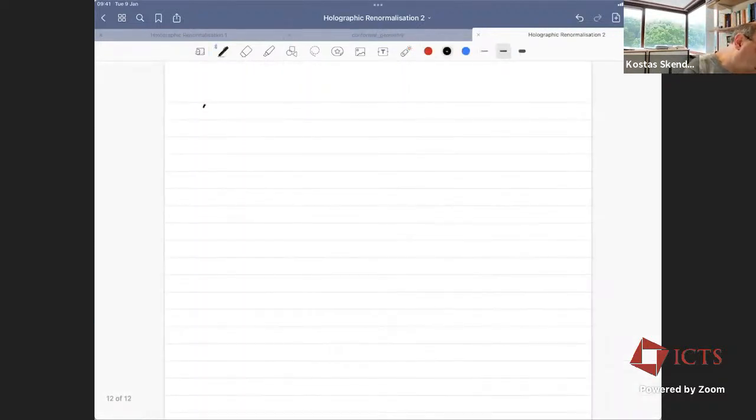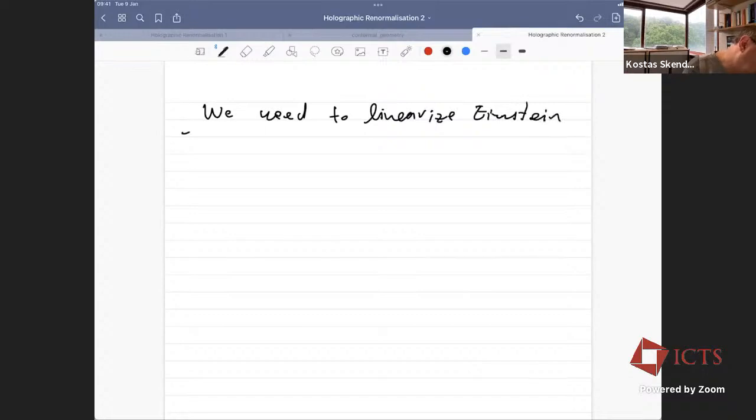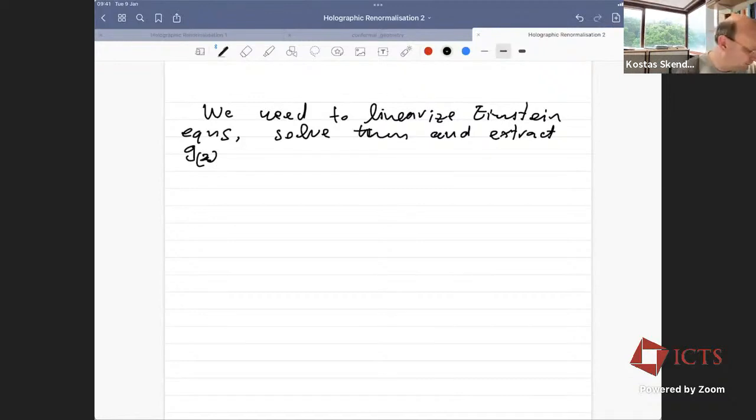So we need to linearize the Einstein equations, solve them, and extract the H2. And then from there, we get the 2-point function.